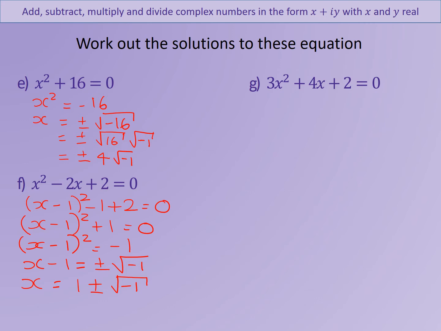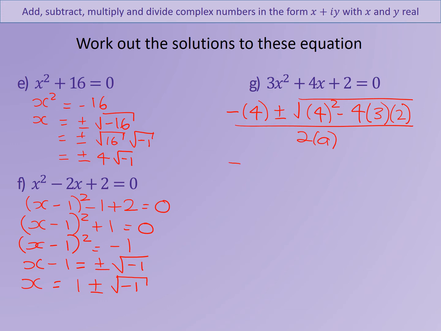And finally, G. This time I'm going to have a look at the formula. So we have minus b plus or minus the square root of b squared minus 4 times a times c, all over 2 lots of a.